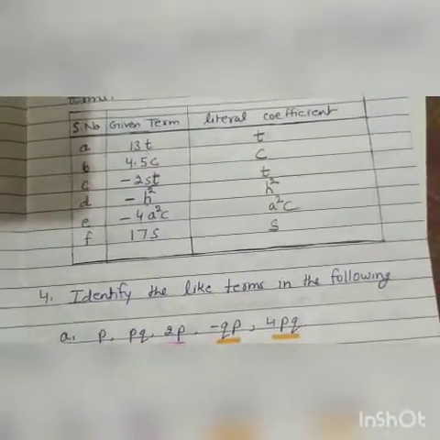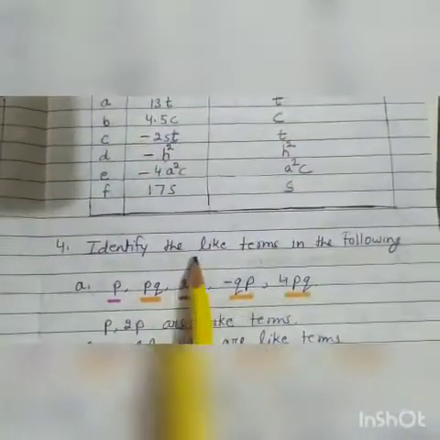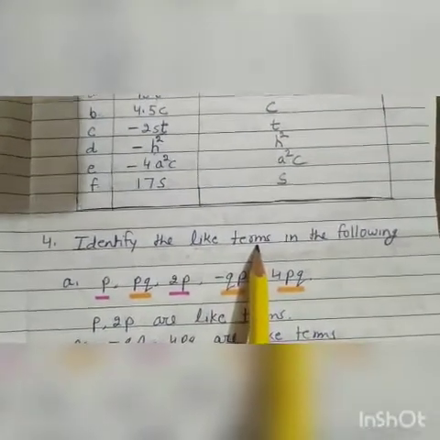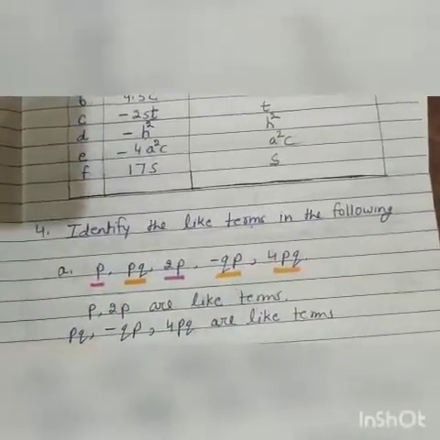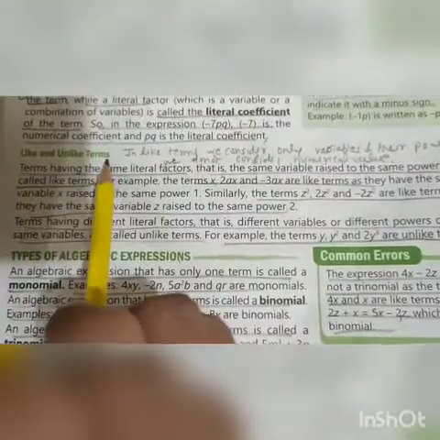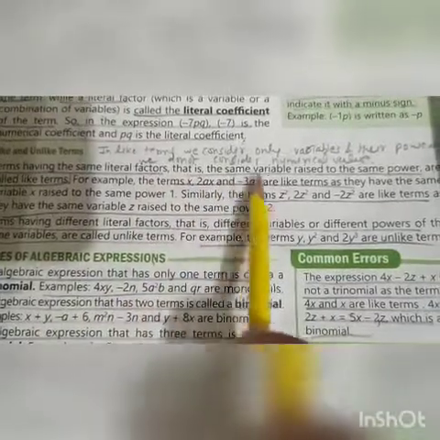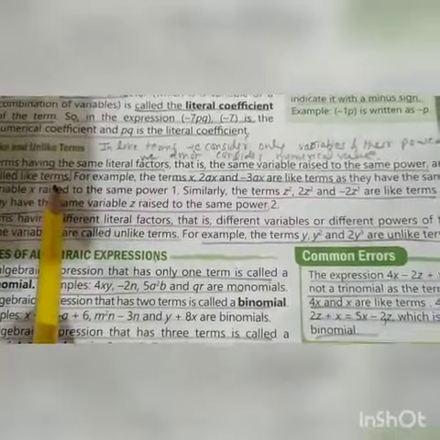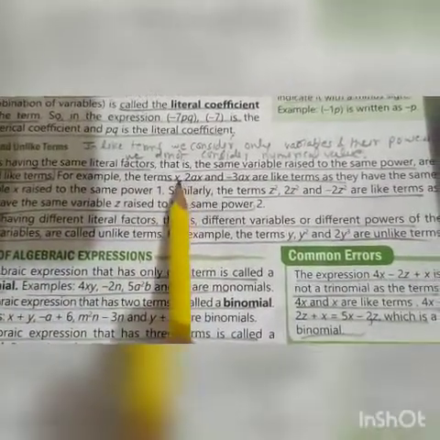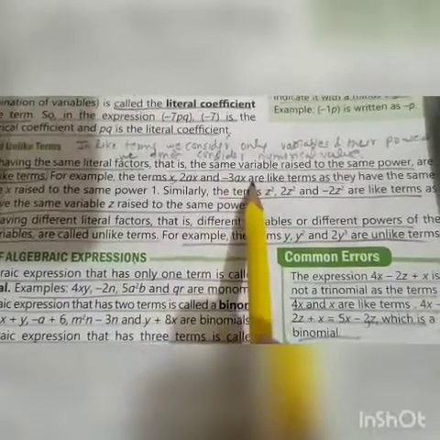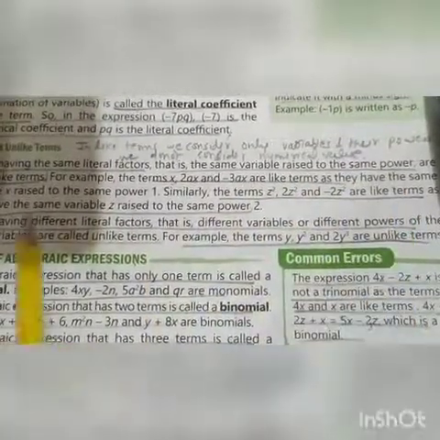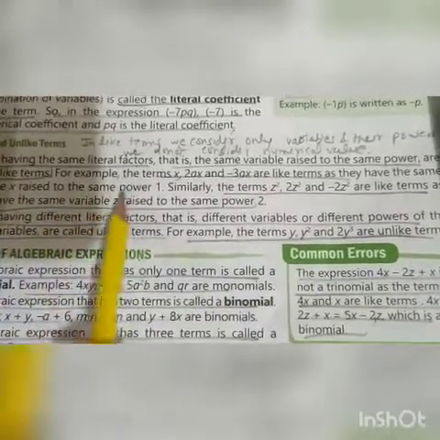Now come to the next definition, or we can say next question. The next question is related to like terms. So first we will see the definition of like terms. What are like terms? See, like and unlike terms. Terms having the same literal factors, that is the same variable raised to the same power, are called like terms. For example, the terms x, 2ax and minus 3ax are like terms as they have the same variable x raised to the same power 1.